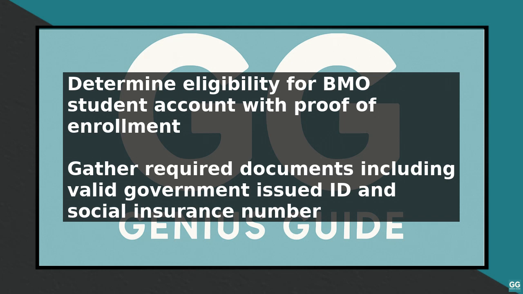Next, gather the required documents, including a valid government-issued ID, such as a passport or driver's license, and your social insurance number. You may also need to provide proof of address, such as a utility bill or lease agreement.